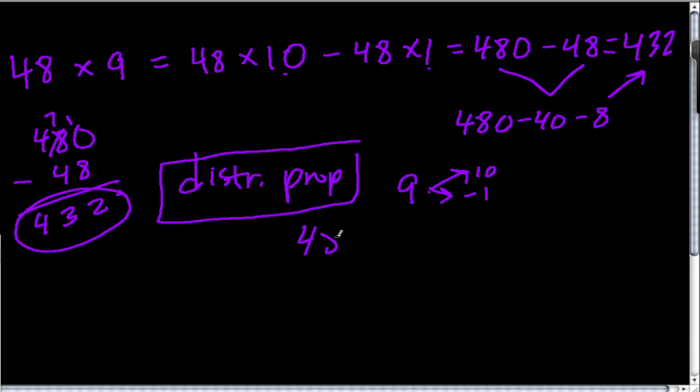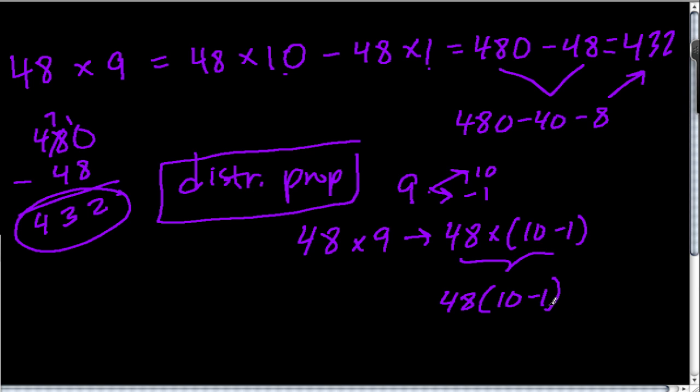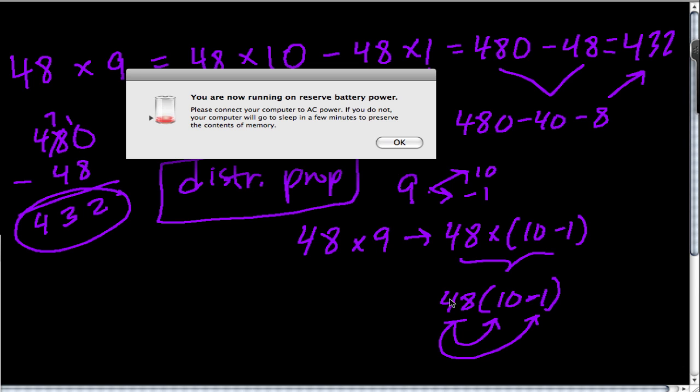So in this case, it was 48 times 9. So we took 9, and we broke it apart. So it's 48 times (10 minus 1). And usually what you'll see here is just 48 times (10 minus 1), and that means 48 times 10 minus 1. Basically what this says is if you take 48 and multiply it by 10, and then we're subtracting here because 10 minus 1 is 9, 48 times 1, and we subtract that, so it's 480 minus 48. We still get the same thing as if we're just doing 9 times 48.